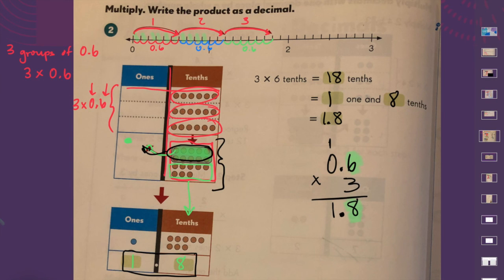So in this lesson, we learned about multiplying decimals in the tenths and hundredths by one whole number. We looked at how this would be figured out using a number line. We've looked at how this would work using a place value chart to solve, and we also looked at using the standard algorithm.